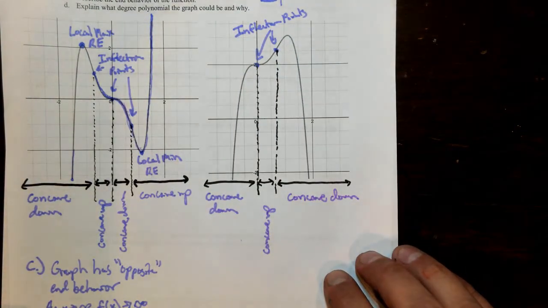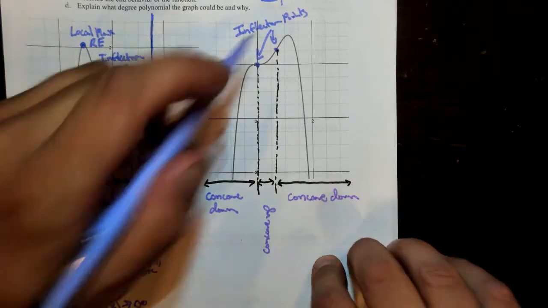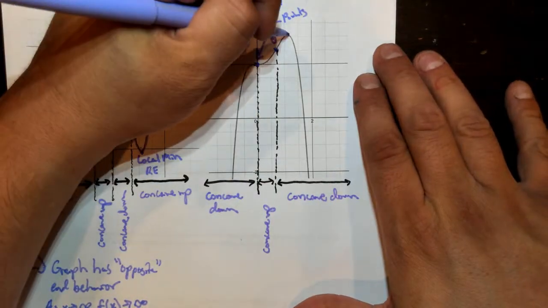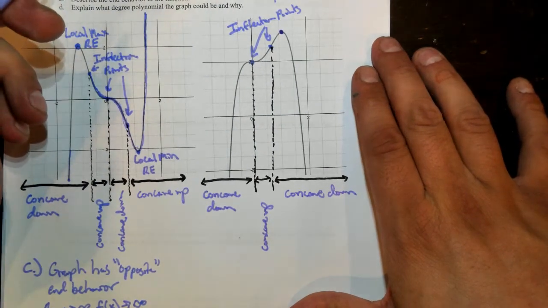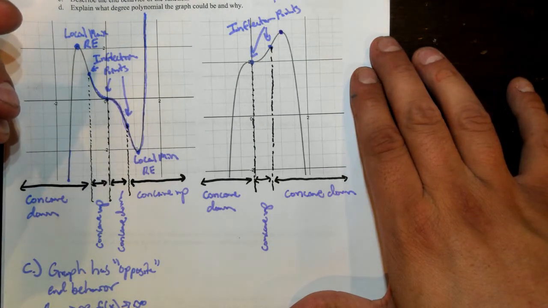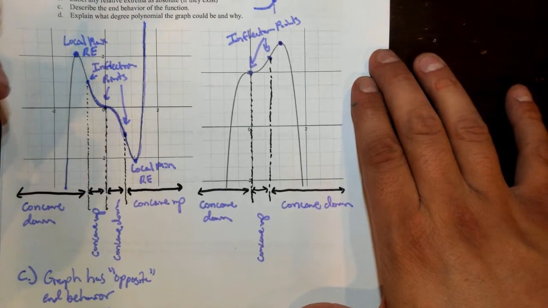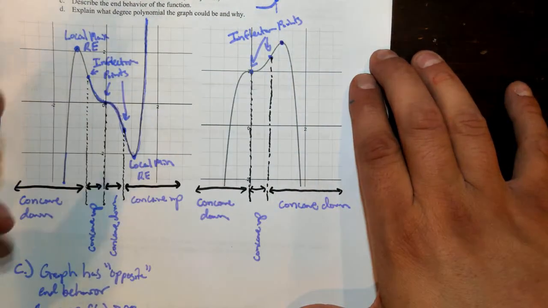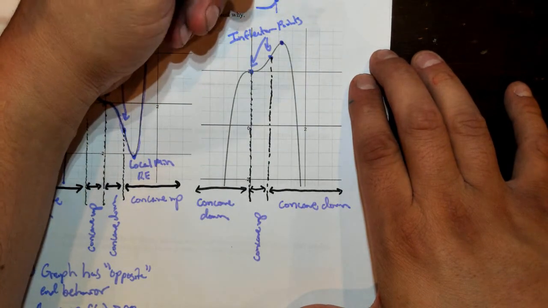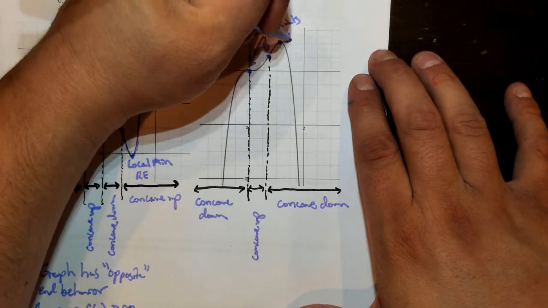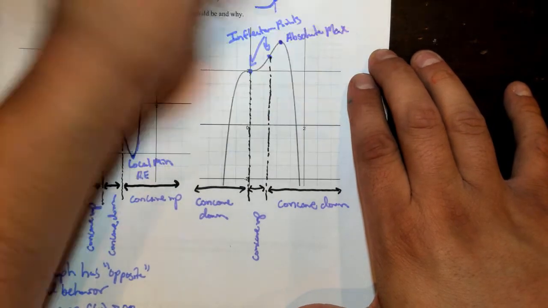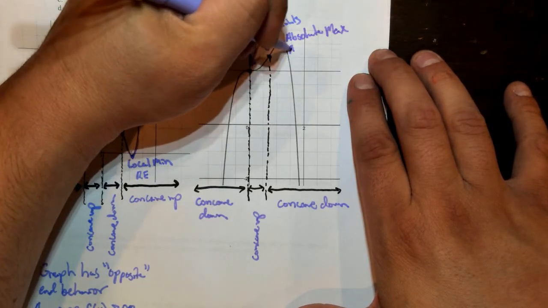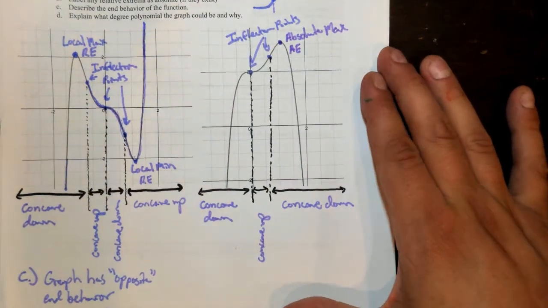All right, and then relative extrema. So we only have one right here. Notice that it goes down on both sides. But this isn't a relative extremum. This is actually going to be an absolute extremum. It's an absolute max, because notice that the function doesn't go any higher than this point. So this we can say is an absolute max, and it's classified as an absolute extrema. Okay.